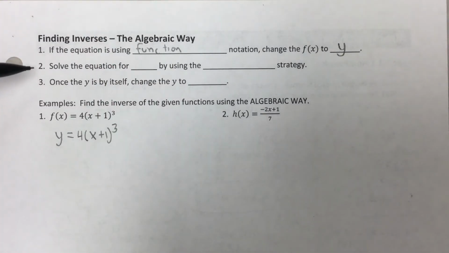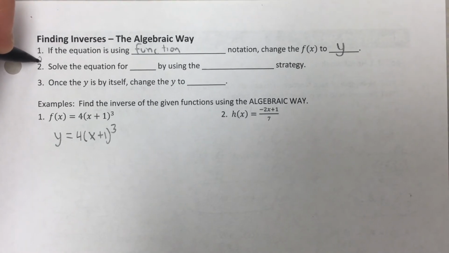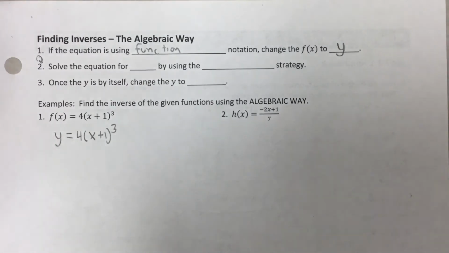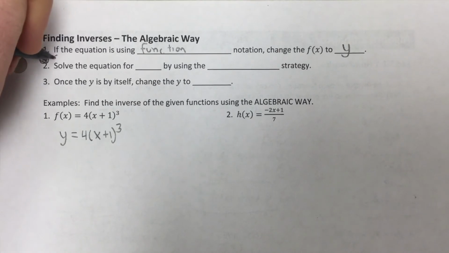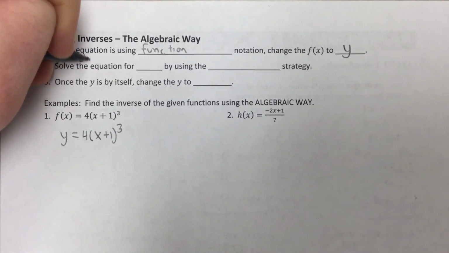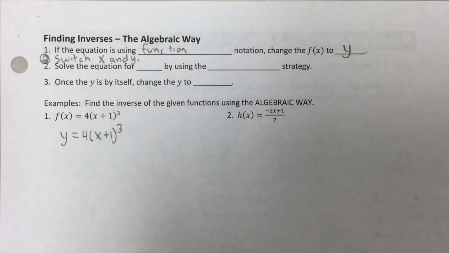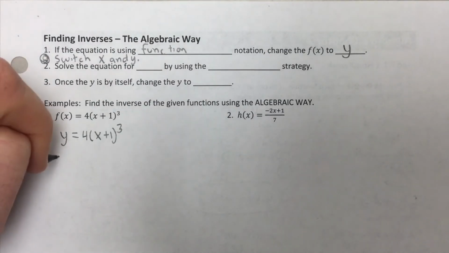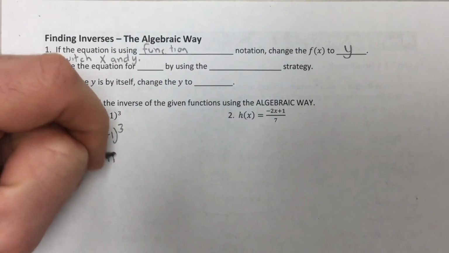The next thing you're then going to do, I skipped the most important step here. Step 2 is you're going to switch x and y. So I get x equals 4 times y plus 1 cubed.